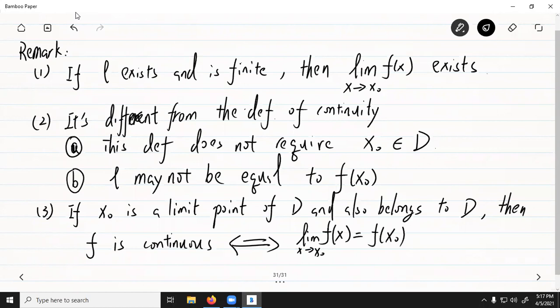So in other words, if the limit point is also in D, then when you find the limit, you can plug in the numbers to find the limit. Okay, the limit equals the plug in, right? Plugging x0 directly into f to get the limit. If you can do that, then we see this function is continuous at x0.